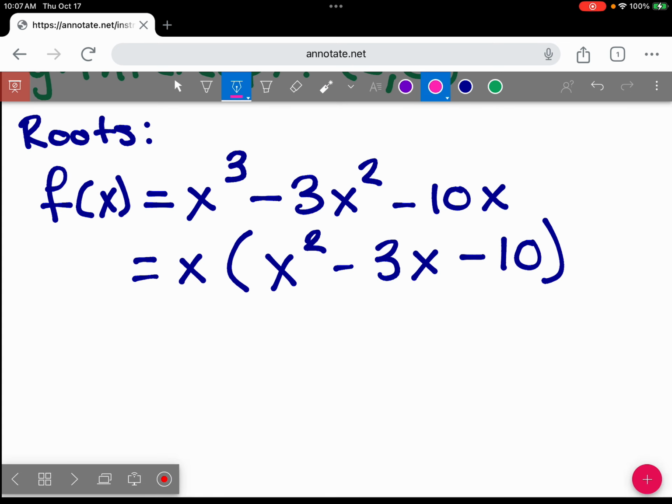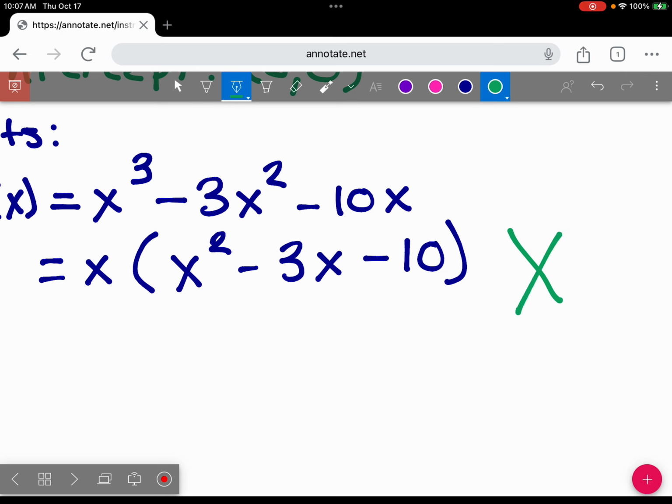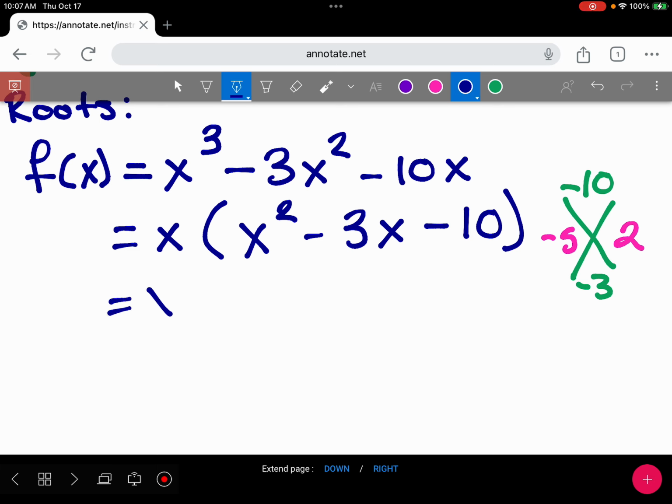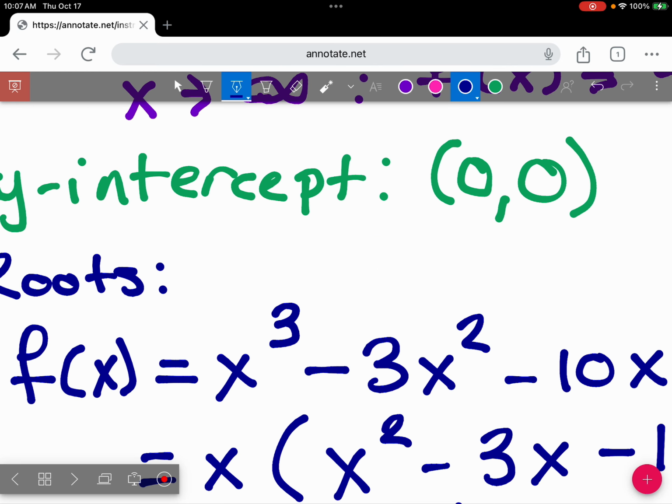Can we factor this into what? Yeah, our pair of numbers that multiplies to make negative 10 and adds to make negative 3. That's our negative 5 and positive 2. So our factored form here is going to be x minus 5 and x plus 2. So our roots, coming back up to this spot right here, are going to be where? 5, negative 2, and 0.